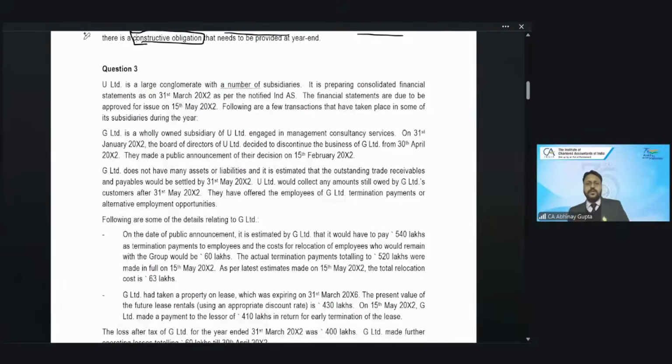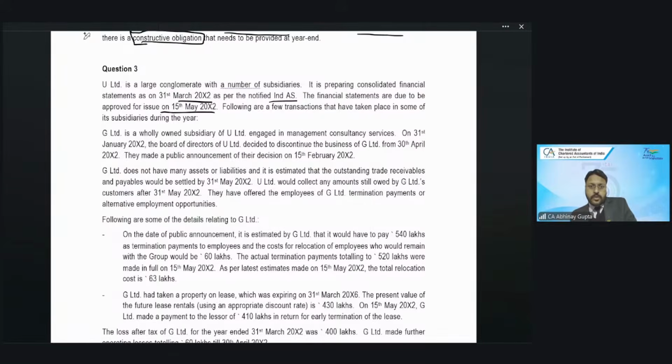Okay, so let's do this one. U Limited is a large conglomerate with a number of subsidiaries. It is preparing a consolidated financial statement as on 31st March 2002 as per the notified Ind AS. The financial statements are due to be approved for issue on 15th May 2002. Right? So financial statements are prepared for the year ended 31st March 2002 and will be approved for issue on 15th May 2002. Following are the transactions that have taken place in some of its subsidiaries during the year.